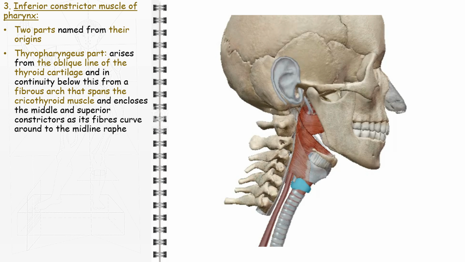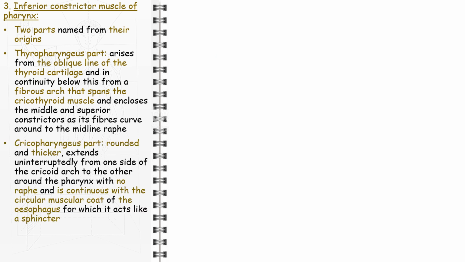It extends uninterruptedly from one side of the cricoid arch to the other around the pharynx with no raphe and is continuous with the circular muscular coat of the esophagus, for which it acts like a sphincter. Between the two heads is a weak zone, Killian's dehiscence.